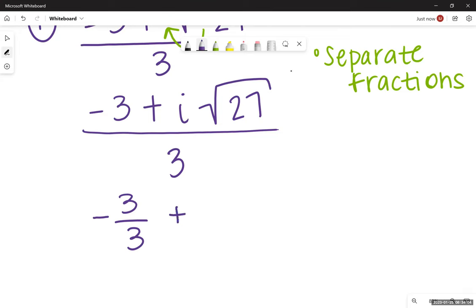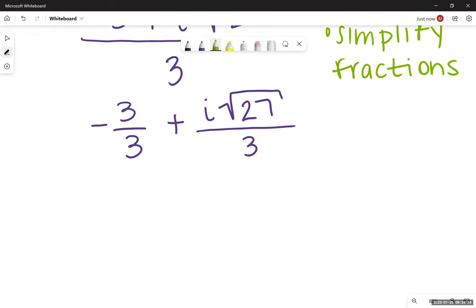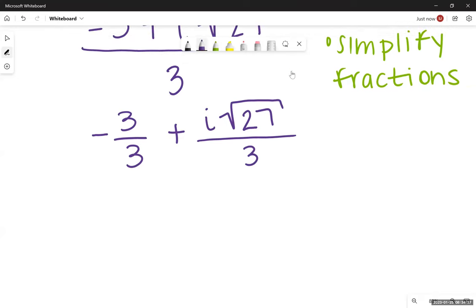And then we have that plus sign. And then in the numerator of the next fraction, I have i square root of 27 divided by 3. Now what we're going to do is simplify the fractions. On the left-hand side, I have 3 divided by 3 is 1. There's one negative sign, so it's just a negative 1. And then I have my plus sign.